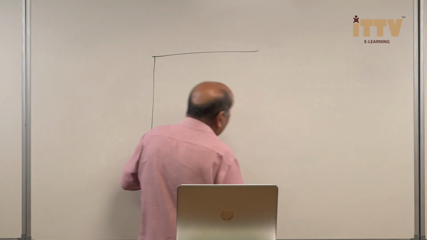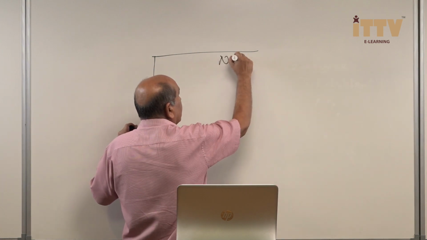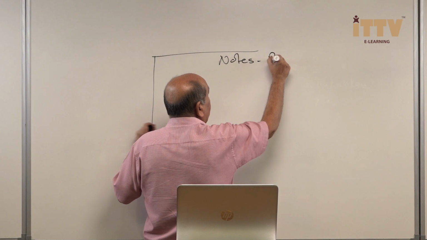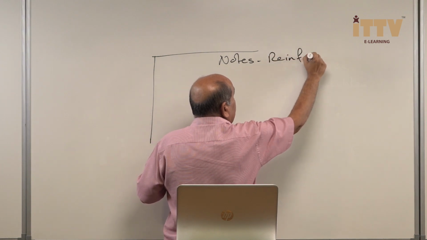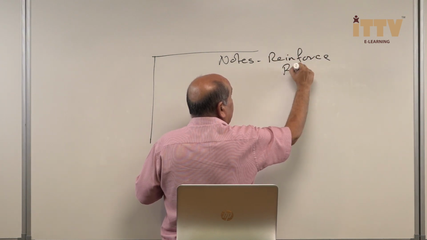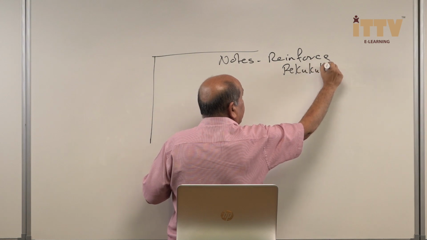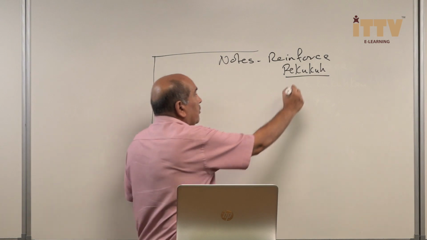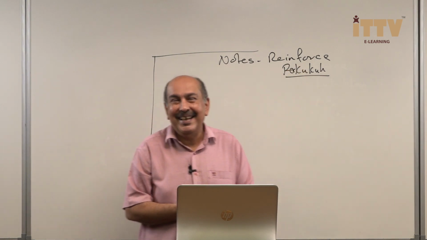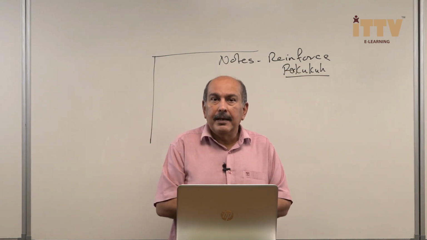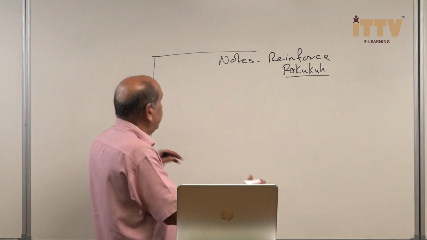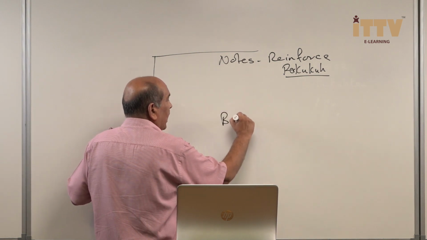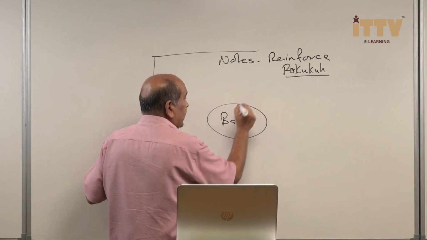Or two, and you put here notes. Okay, reinforce. If you're doing it in BM, perkukuhan. Memperkukuhkan. Okay, per. Like that. Okay, so we start. Now, in bab 2, chapter 2 in English.